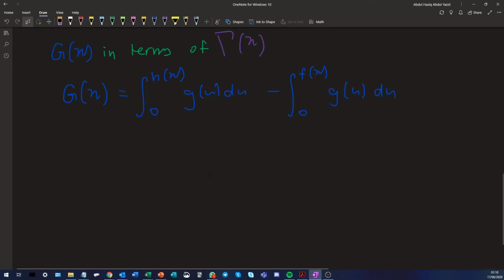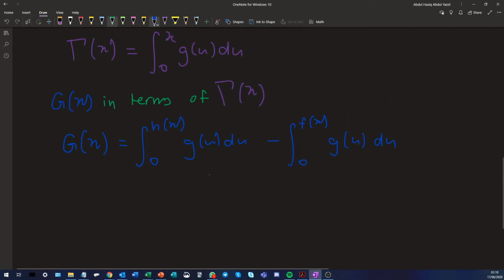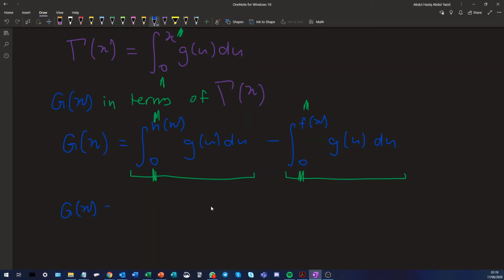Now this looks awfully familiar with something, don't you think? If we look at these, notice how each starts with a 0 and ends with something. Now gamma of x starts with 0 and ends with something at the top as well, and has a g of u du. So if you're sharp, you can notice that we can rewrite G of x in terms of gamma of x. So let's do this. G of x is equal to, let's use green since we're already using green.